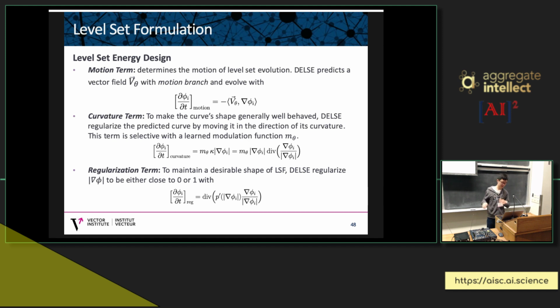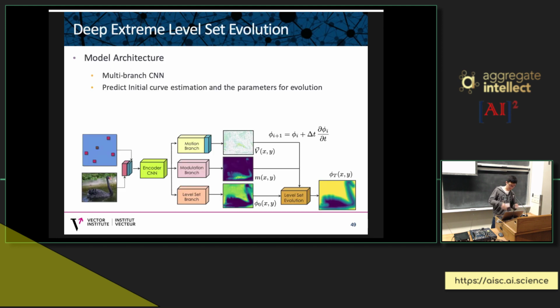And the next regularization term is also from the level set literature. When we compute the level set in an iterative way, there will be some numerical error that accumulates. So this term will help to relieve this issue. Maybe if we look at the model, it will be better.